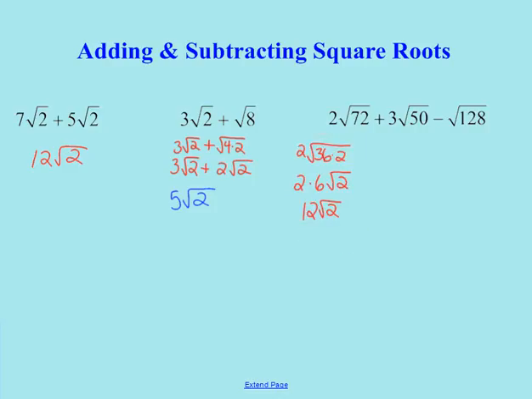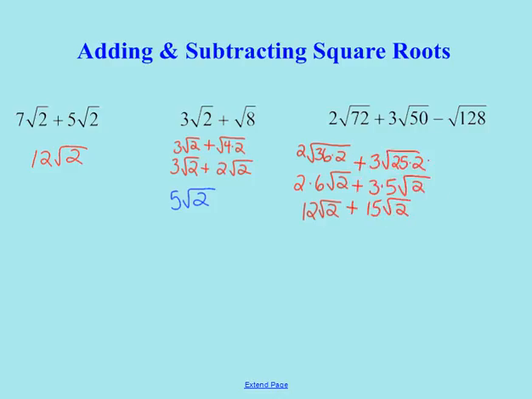Now let's simplify 3 square roots of 50. What perfect square goes into 50? 25. So we have 3 times the square root of 25 times 2. We can take the square root of 25. It is 5. We leave the 2 under the square root symbol. 3 times 5 is 15. So we have 15 square roots of 2. This is looking good because so far both of these terms have a radicand of the square root of 2.